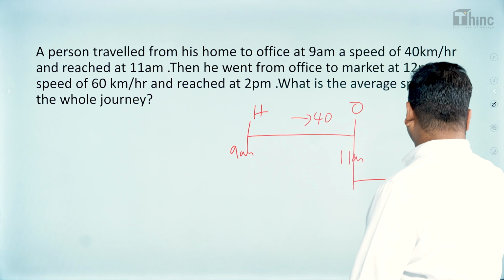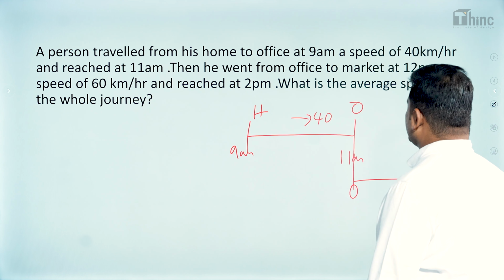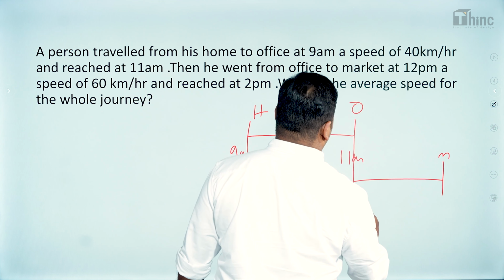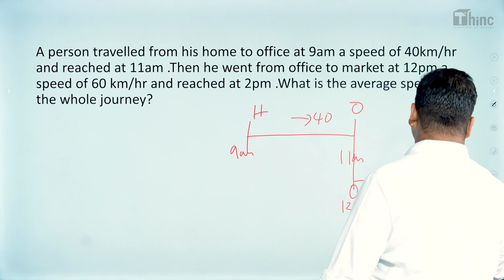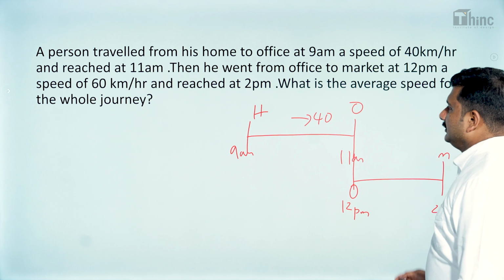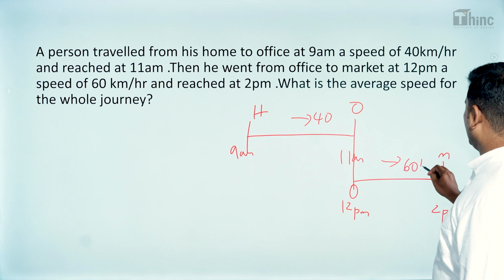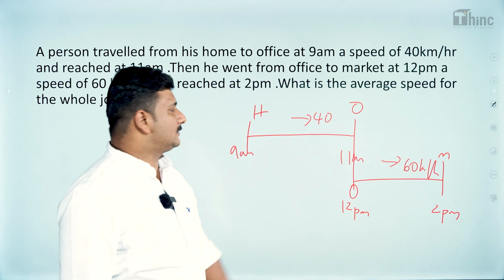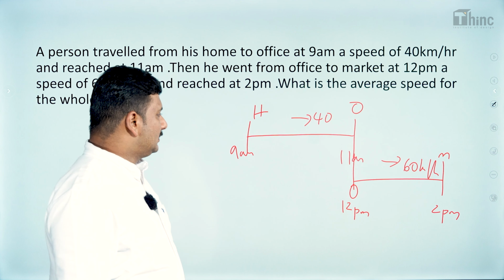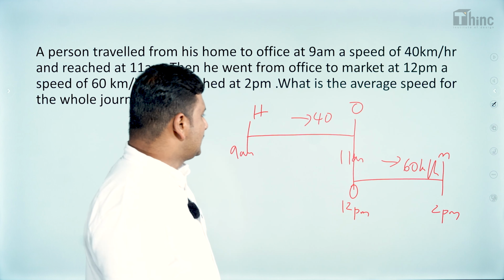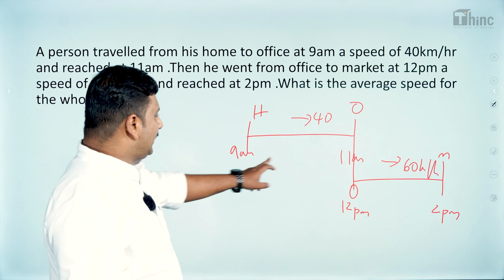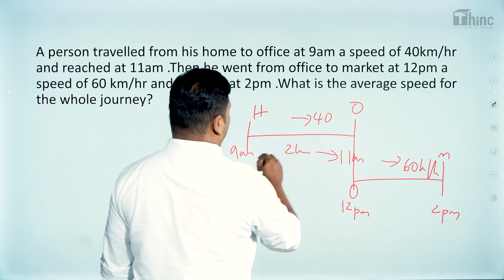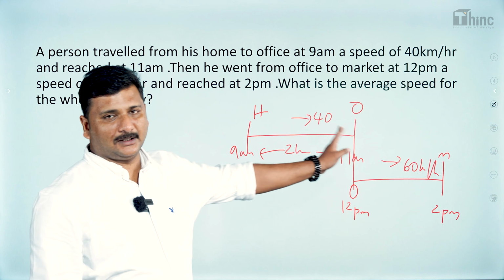Then he moves from office to market at a speed of 60. So he left office at 12 p.m. and reaches at 2 p.m. And for moving that stretch, he is moving at a speed of 60 kilometers per hour. So what is constant in this case? He moves from home to office at a speed of 40, then office to market at a speed of 60. And he left at 9 a.m. and reaches at 11 a.m. So what is the time taken to move the first stretch? 9 to 11, that is 2 hours. So 2 hours is what he takes to cover the first stretch.